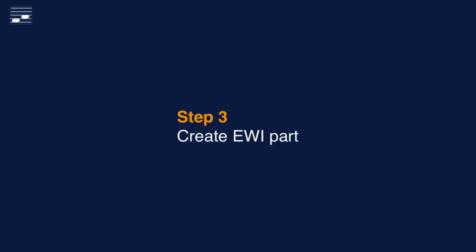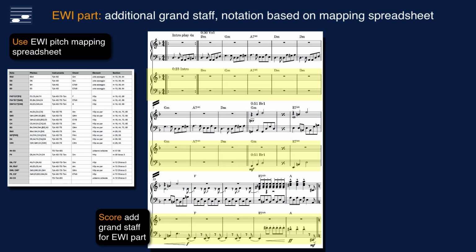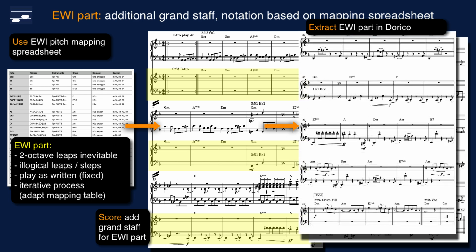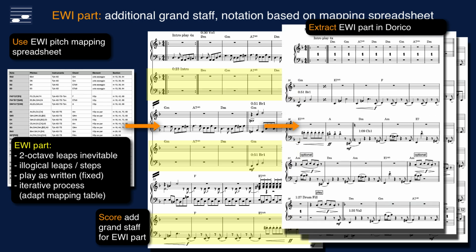Given the spreadsheet for the song, I add a grand stave to the Dorico score, which will become the EWI part. This will reveal the wide leaps, and there may be musical phrases that make no sense musically, since EWI notes will not correspond to the sounding pitches. There's no room for improvisation. Sometimes I have to adapt the mapping table in an iterative process. The end product is the EWI part, ready for rehearsal.